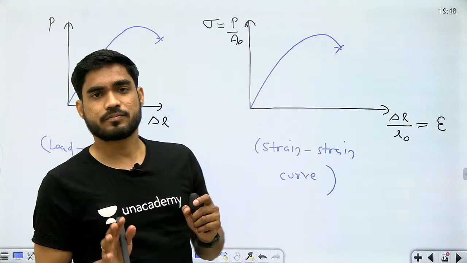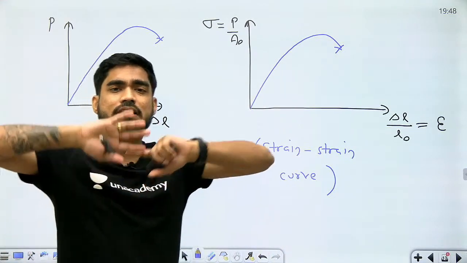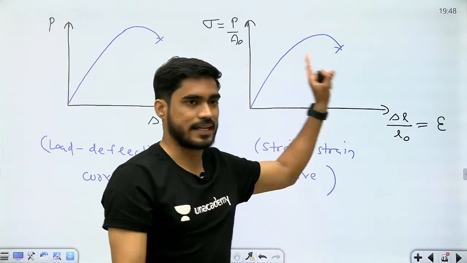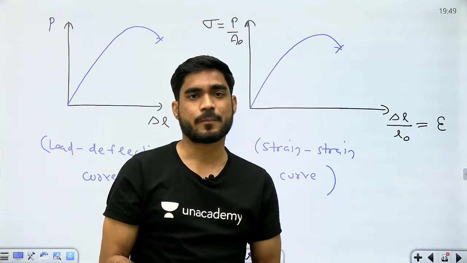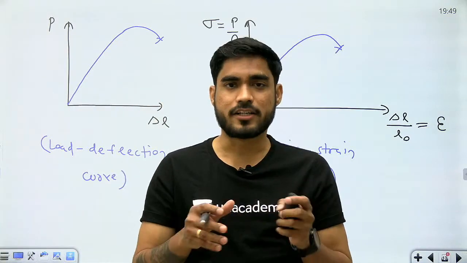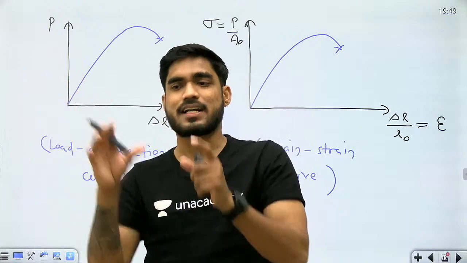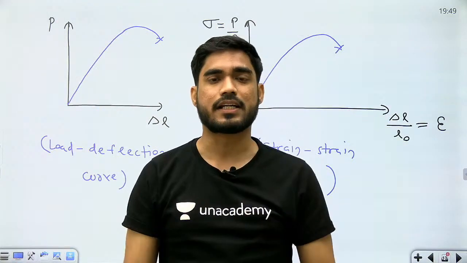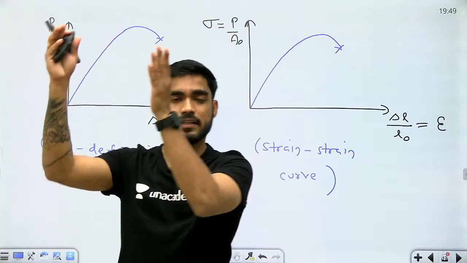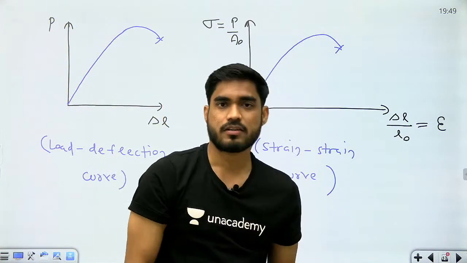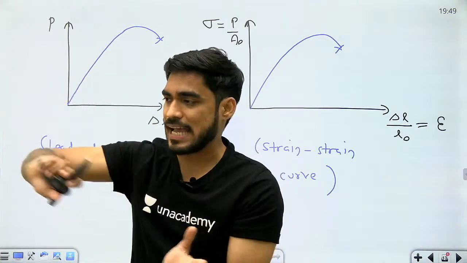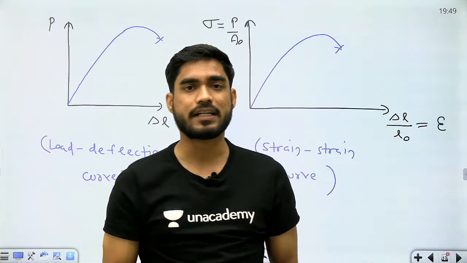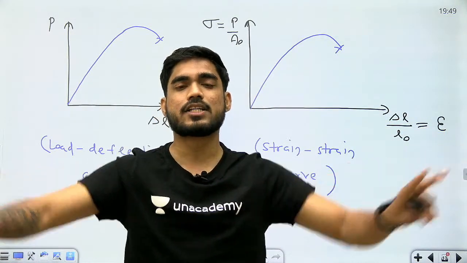Okay, now we can divide all these materials into two categories for stress strain curve: ductile material and brittle material. In order to understand how the stress strain curve is drawn for different materials, we can divide all these materials into two categories: ductile and brittle. The stress strain curve of ductile material is completely different. The stress strain curve of brittle material is completely different. So these are two different categories of material.